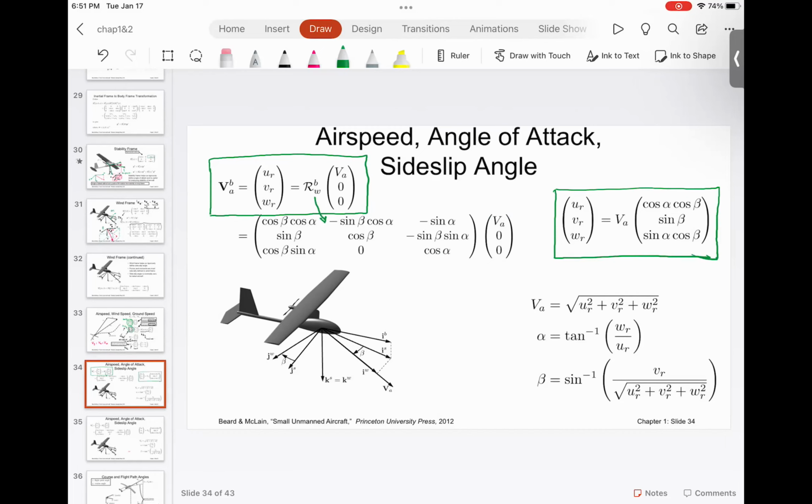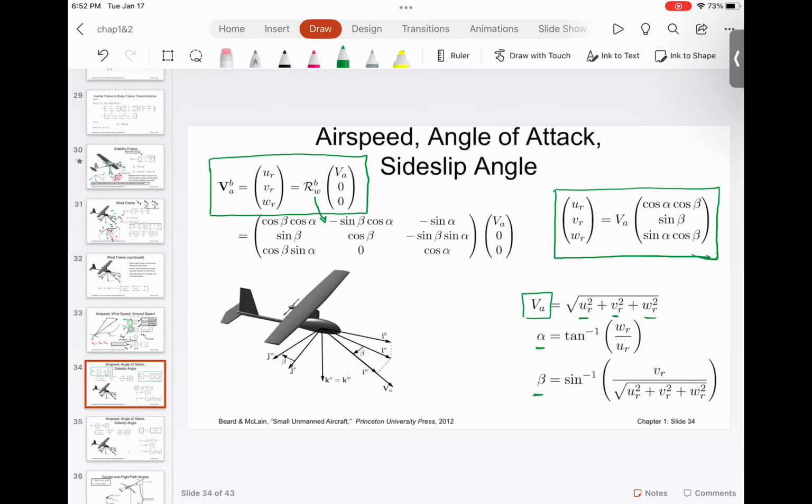And as you can see, these are the components of airspeed. This is the first component, second component, third component. Once you take the square root, you get the airspeed. If you want to find the angle of attack, you take the ratio of WR divided by UR. If you want to find the sideslip angle, you have VR divided by the total airspeed. Everyone understood this?